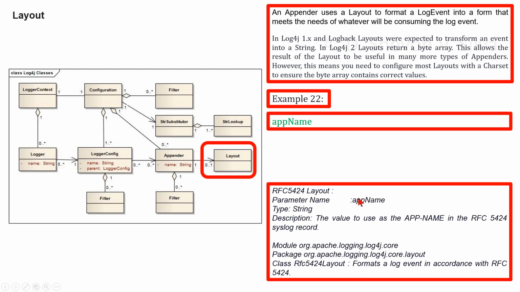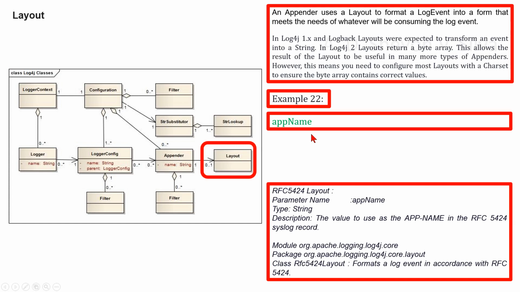Now we are considering RFC 5424 layout. Here the class Rfc5424Layout in package org.apache.logging.log4j.core.layout in module log4j-core formats the log event in accordance with RFC 5424.